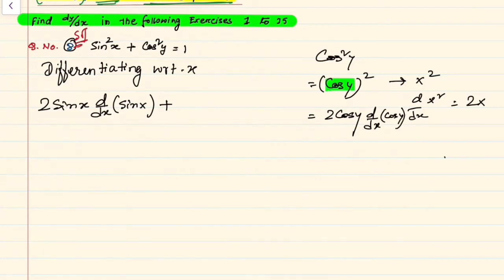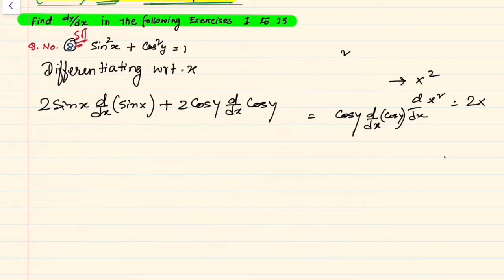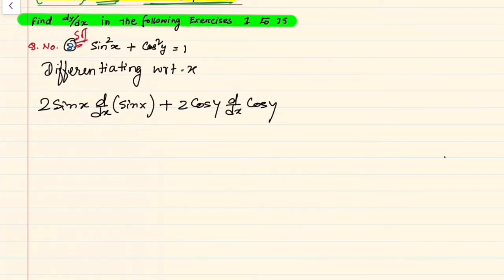So here we have got 2 cos y dy dx of cos y. Then let me clear this. Okay, then here you see 1 is constant, so derivative of 1 is nothing but 0.